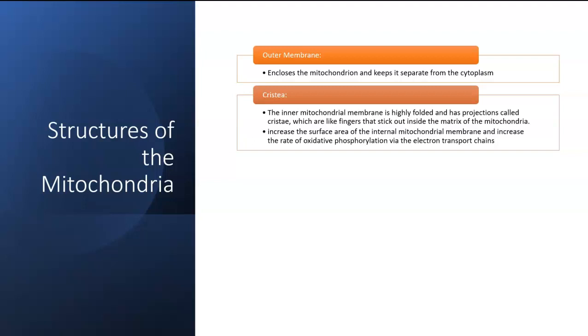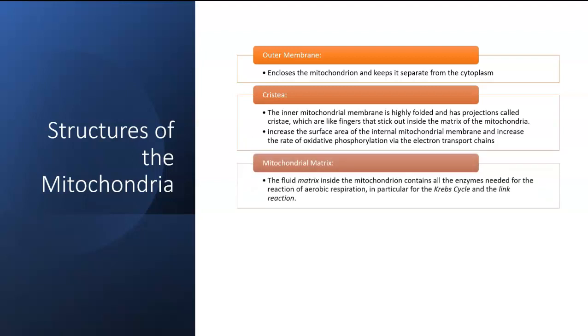They increase the surface area of the internal mitochondria membrane, and that increases the rate of oxidative phosphorylation via the electron transport chains. The matrix is the fluid matrix inside the mitochondria, and it contains all the enzymes needed for the reactions of aerobic respiration, in particular for the Krebs cycle and that link reaction.